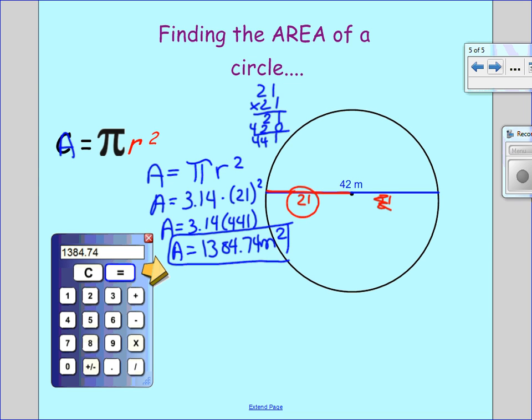All right, so as long as you follow the formula pi r squared, you will get the area of a circle. That's all I have for you.